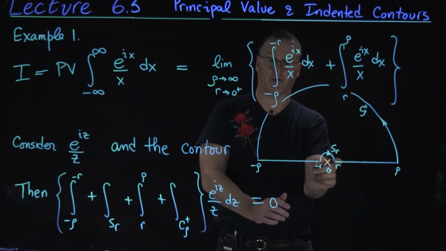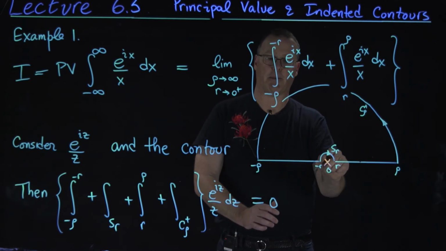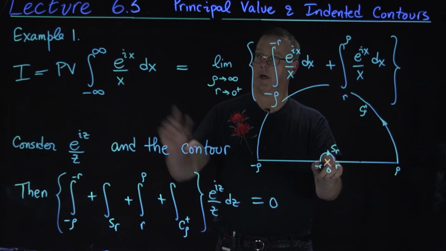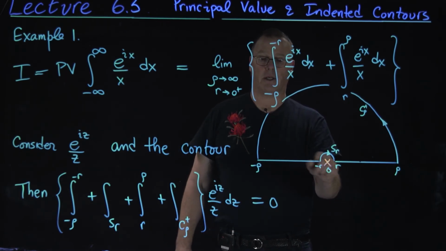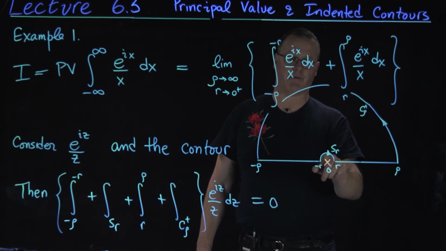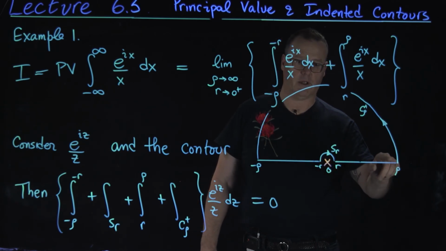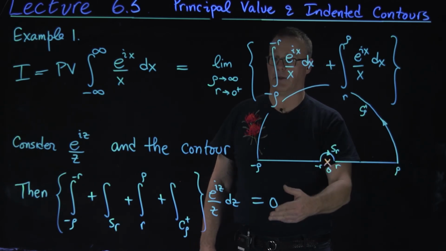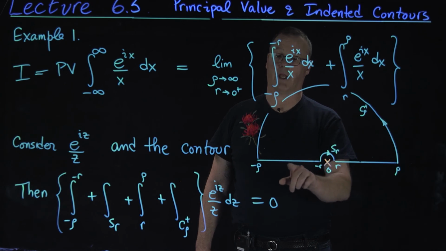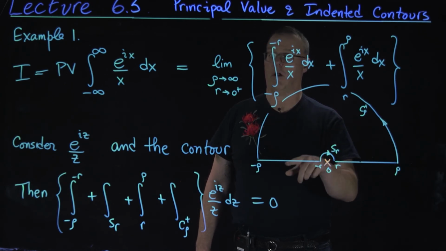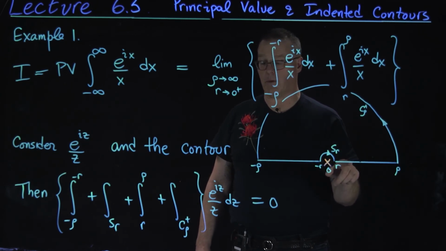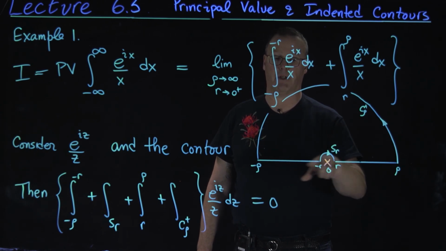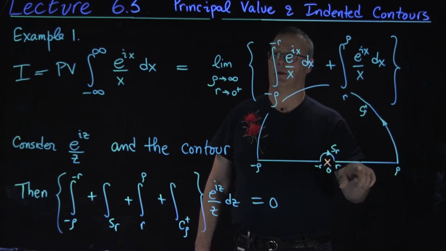We let r go to 0 symmetrically, and so we're going to pick up half the residue of this function here. So we're going to have this integral plus half the residue of this plus this integral plus 0 equals 0. And so we will have identified all four pieces of this, and we'll be able to solve for the sum of this one plus this one.